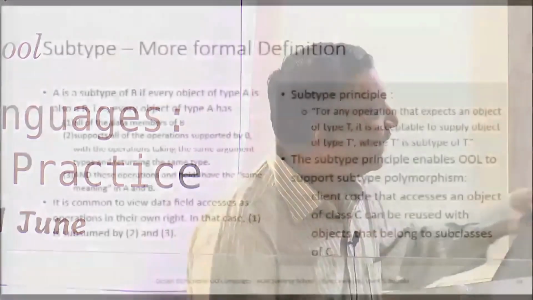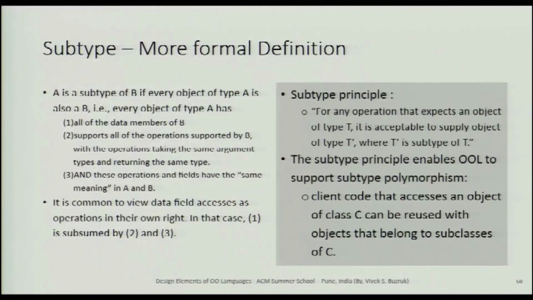So that is why there is obviously a polymorphism concept coming into the picture. If you look at this definition itself, any operation that expects an object of type T, it is acceptable to supply an object of type T dash where T dash is a subtype of T. That means there is polymorphism here, correct. You can have multiple types as an input.